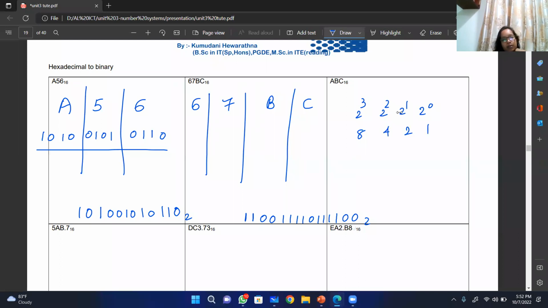V means 11, 1, 0, 1, 1. So the first 0 you can omit, but the last zeros you can't omit, you have to put those. Then let's do the fifth one. This one.